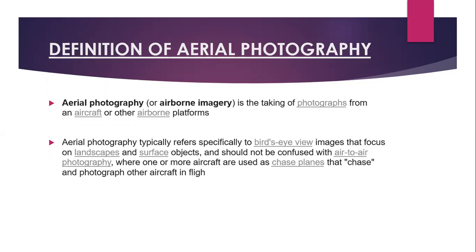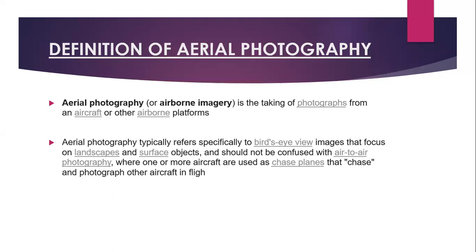So aerial photography is nothing but, from the name only we can identify that it is a photography which is taken from an aircraft or any airborne platforms. Anything which is up in the air and photography taken from there is known as aerial photography. The definition is written as: aerial photography or airborne imagery is the taking of photographs from an aircraft or other airborne platforms. Airborne platforms can be an airplane, or a drone which is sent up in the sky to take pictures, right? During the lockdown, we saw some pictures which were taken from drones, right? So those were aerial photographies. Anything which is taken from airborne platforms.